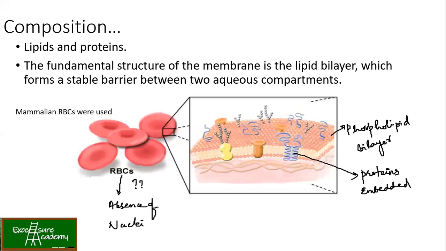Yes, Akshaya? The nucleus is not there, they're enucleated, so it is very easy. Okay, yes, the correct answer. The nucleus is not present. And it's not only the nucleus, other organelles are also absent in the RBCs. So when they had to harvest the plasma membrane, it was easy because there were fewer interfering components of the cell. When they harvested it, they found that it has the phospholipid bilayer and the proteins embedded.